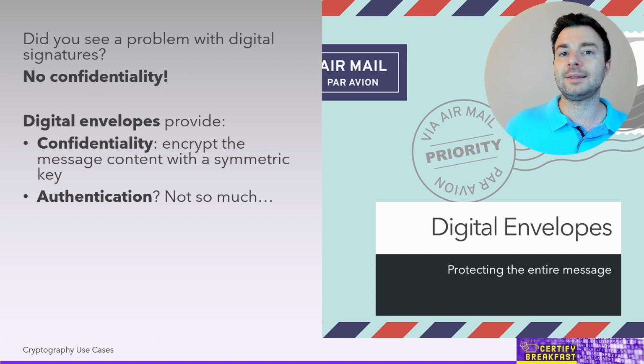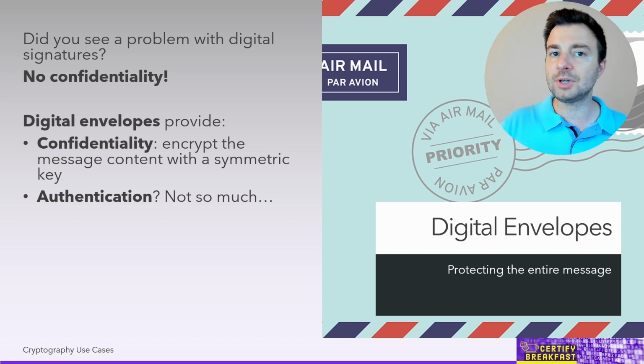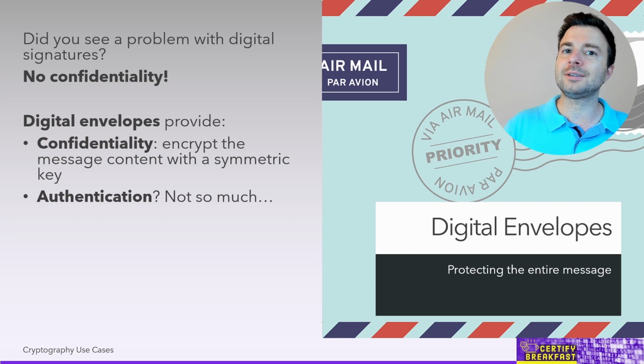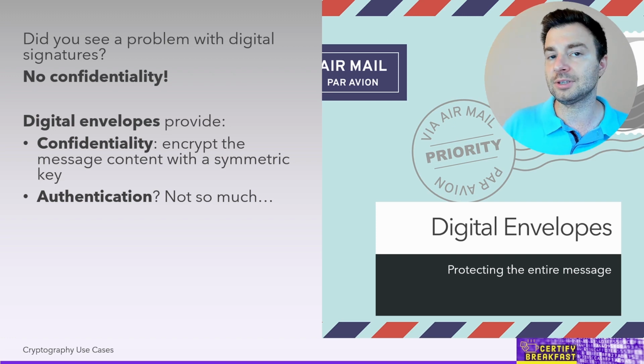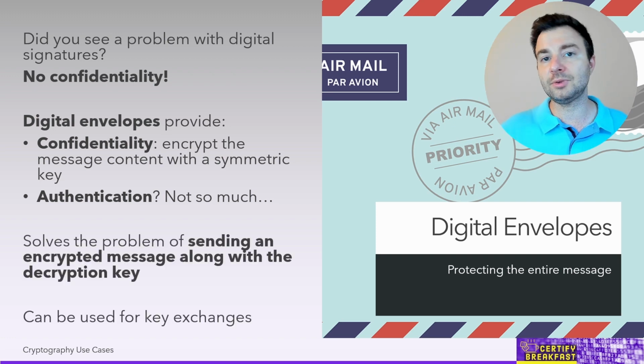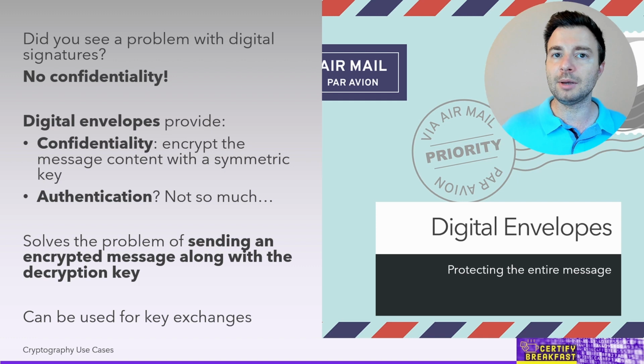Anybody can use that recipient's public key. So we don't have out-of-the-box authentication. We can have it, but we need to combine the concepts from digital signatures with the concepts from digital envelopes in order to provide both confidentiality and authentication to our messages. So we can use digital envelopes now to solve the problem of communicating the encrypted message along with the encryption key. Because that's the main problem, right?